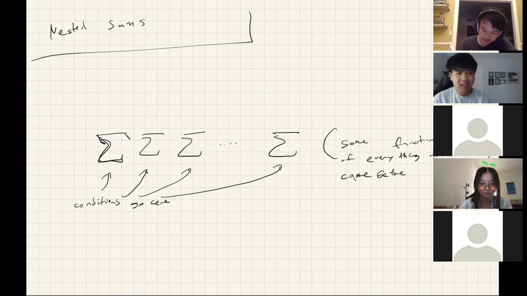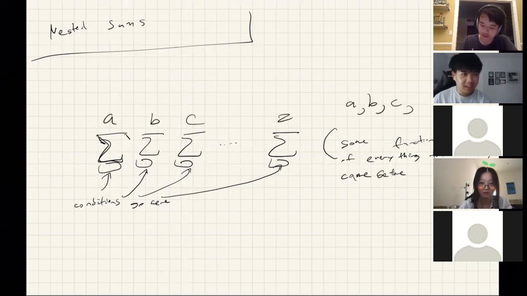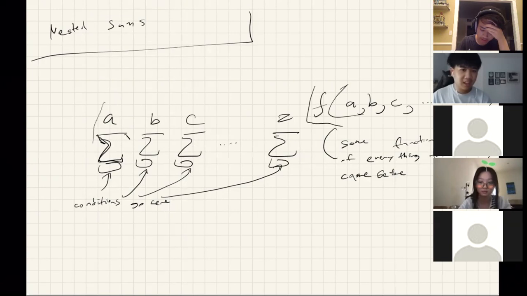But anyways, how I like to think about nested sums is that in general, the conditions are going to go at the bottom of each of these summations, with some function in terms of everything that came before. So this is going to be some variables, some function in terms of the variables that we're dealing with. And then you'll be summing the value of this function over all these variables that satisfy the conditions that are given.